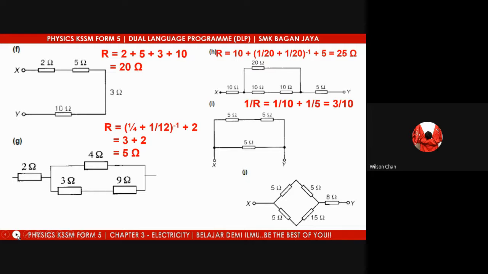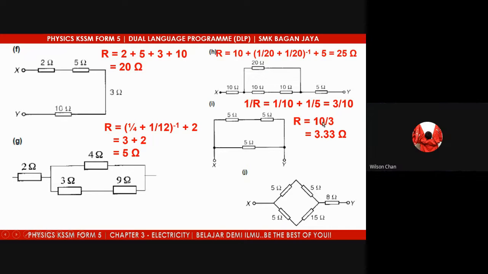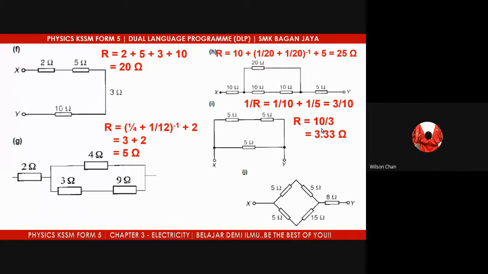Sorry, this time you got it wrong. Okay, never mind. Don't be too excited, nanti senang salah. So 10 over 3, don't be too exaggerated. But it's a good try. It is 3.33 ohm. Okay, everyone, do you agree with me for I? It is 3.33 ohm. Okay, yes. Yeah, calculator is a good thing.